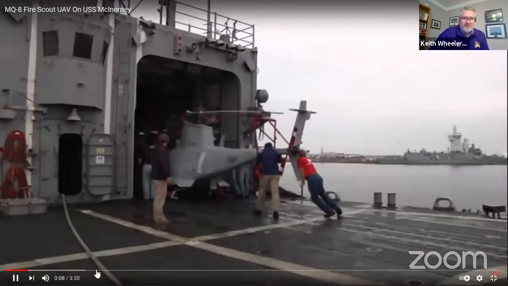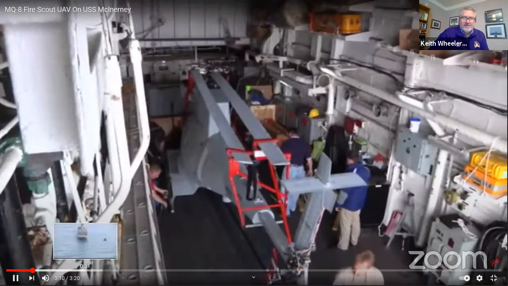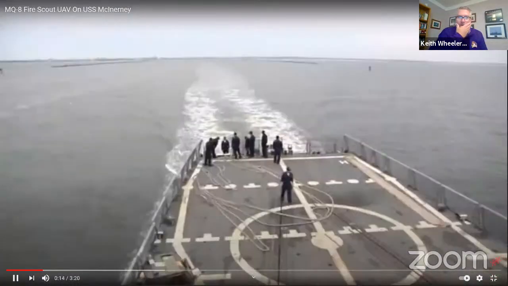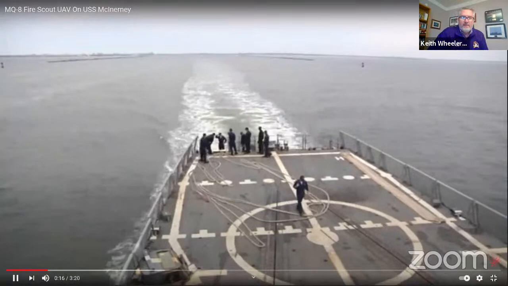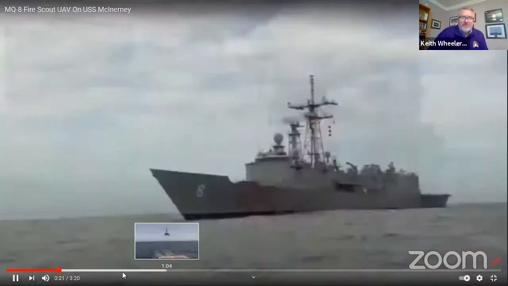So this is us bringing it aboard, check and fit in the hangar. This is us leaving Mayport. Everything's pretty manual with those.